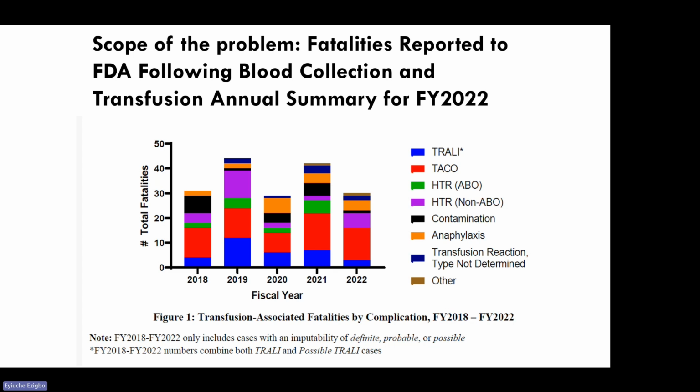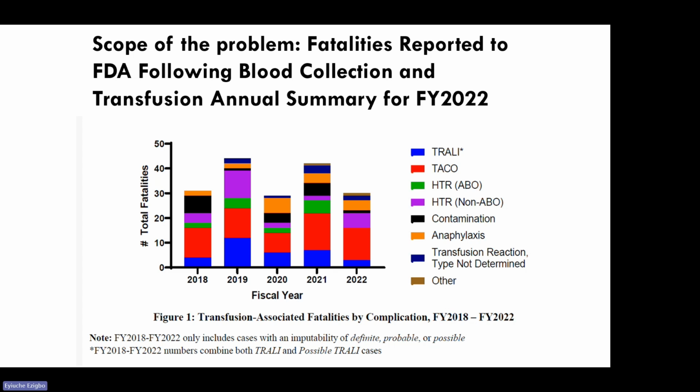You can see TRALI, TACO, HTR due to non-ABO, contamination, anaphylaxis, transfusion reaction, type not determined, and others. So when you look at these reports for the prevalence of these transfusion reactions as at 2022, you find out that TRALI, one of the transfusion complications, is still persisting. TACO is still persisting. I said we'll look at them one by one so you understand their pathophysiology.